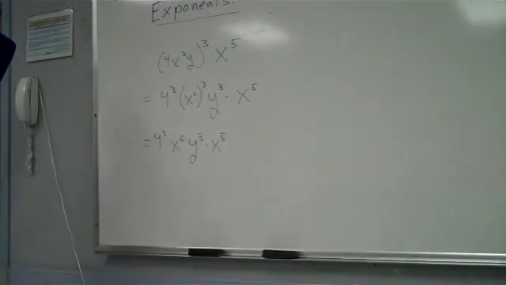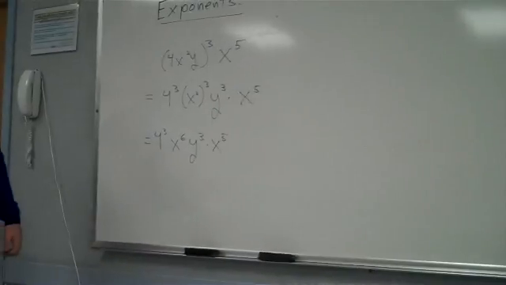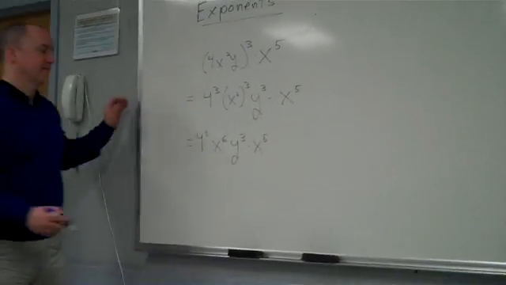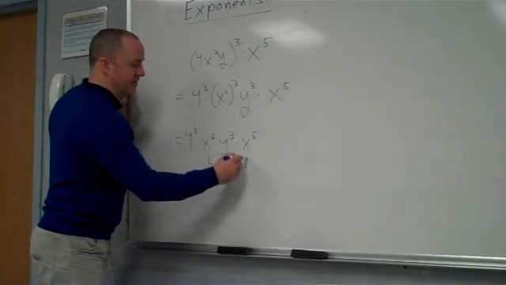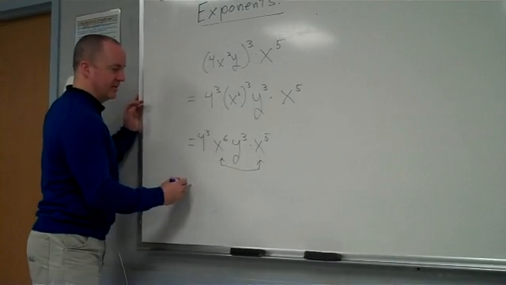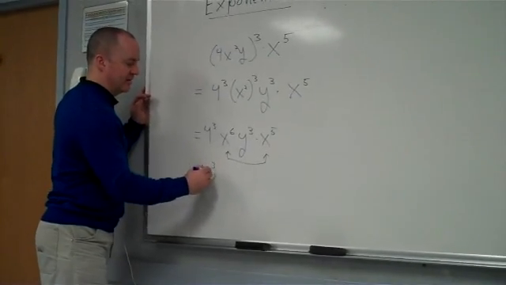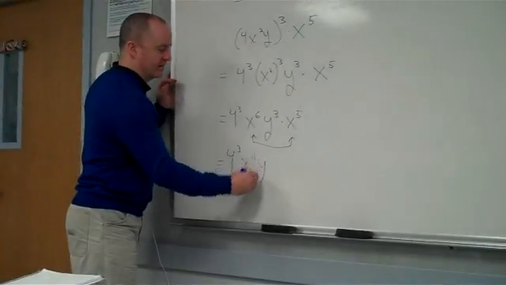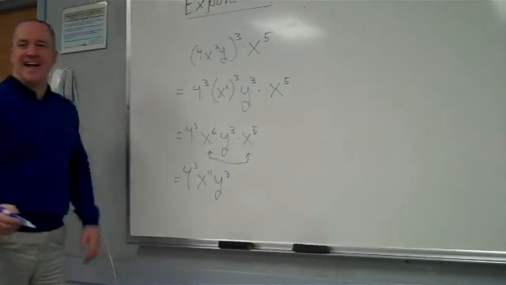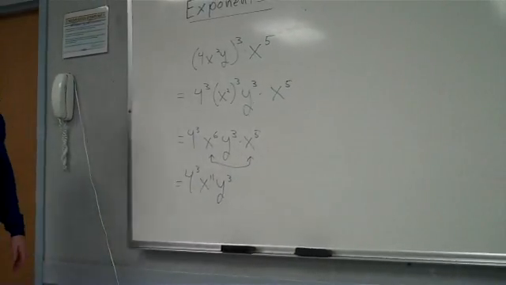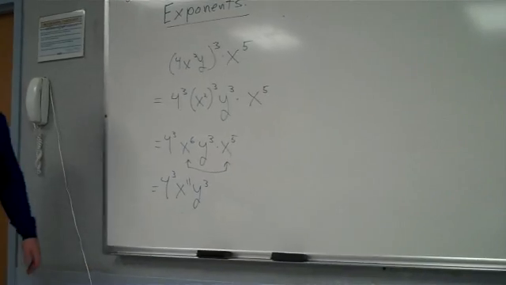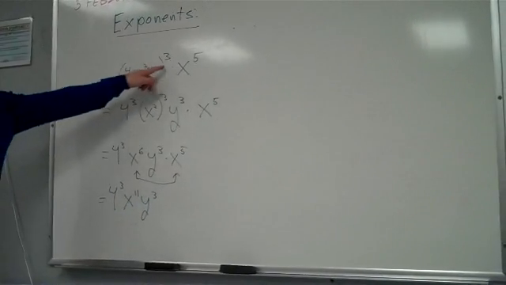Now, Jenny thinks she sees one more step. What is that step? You have the 2 x's, so you have to combine those, and that's going to be 4 to the 3rd times x to the 11th times y to the 3rd. Very good, Jenny. That's all correct.